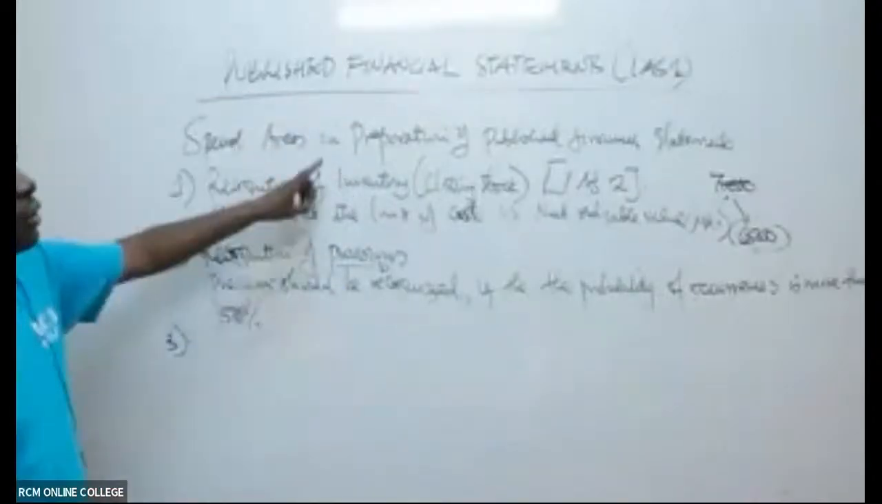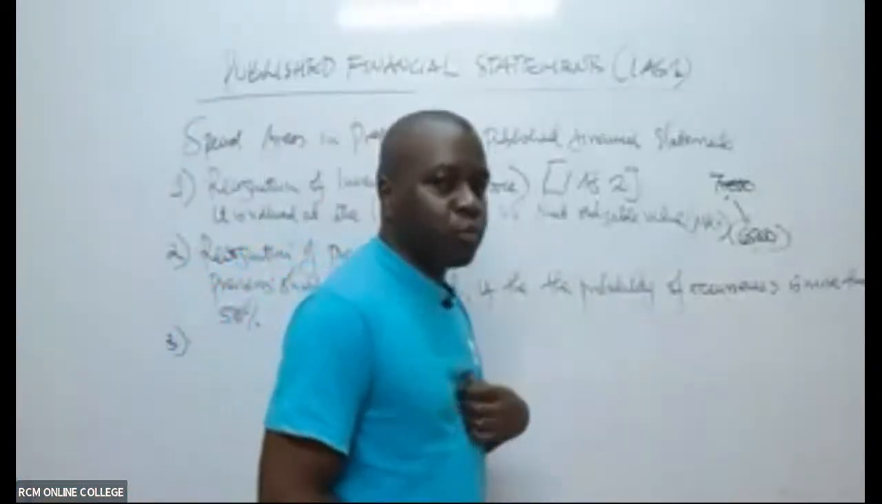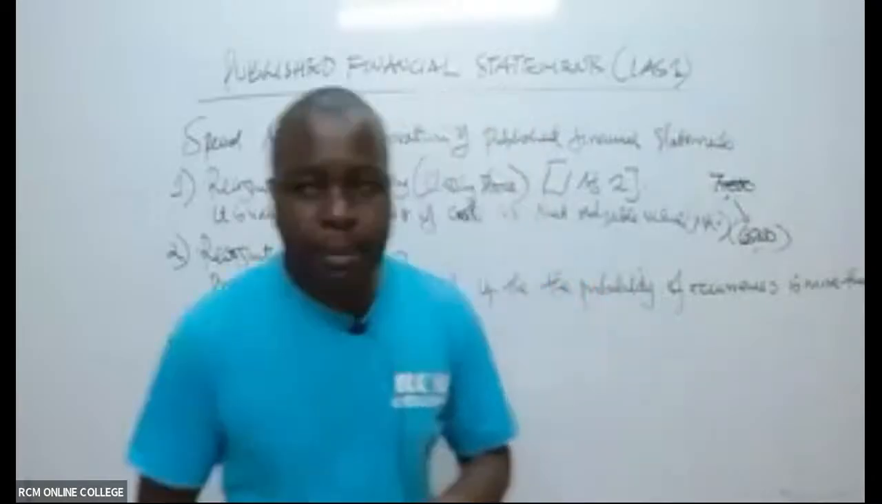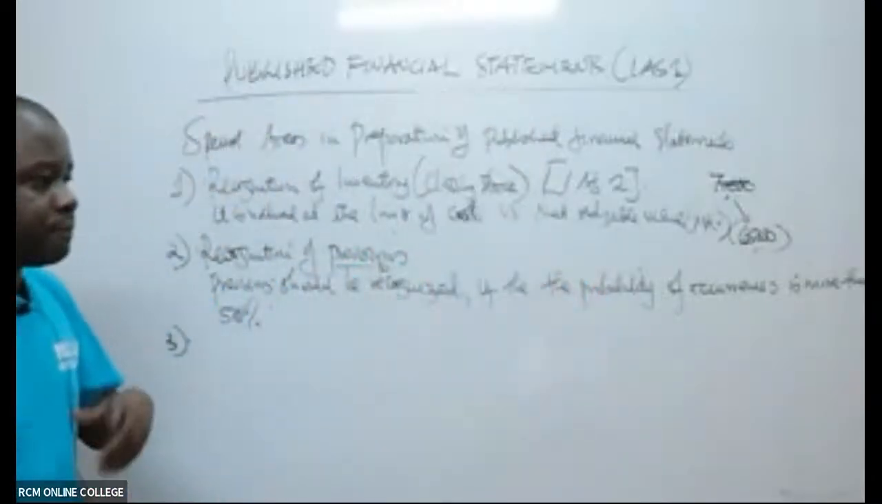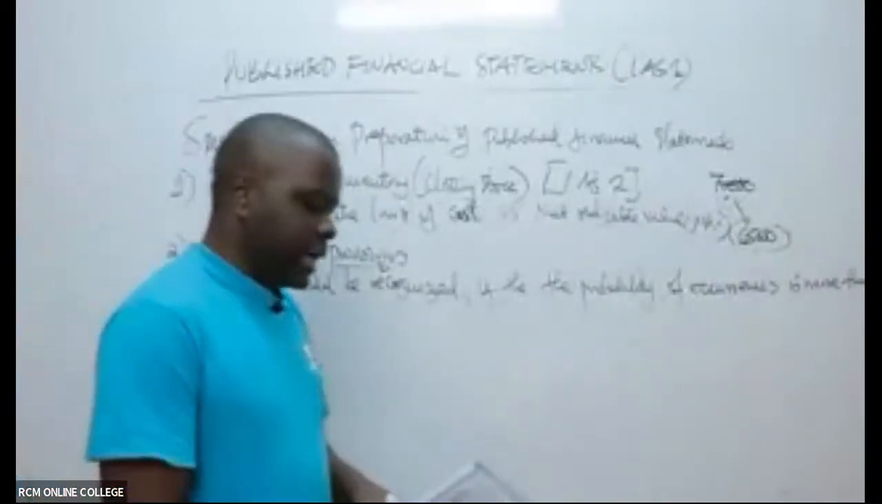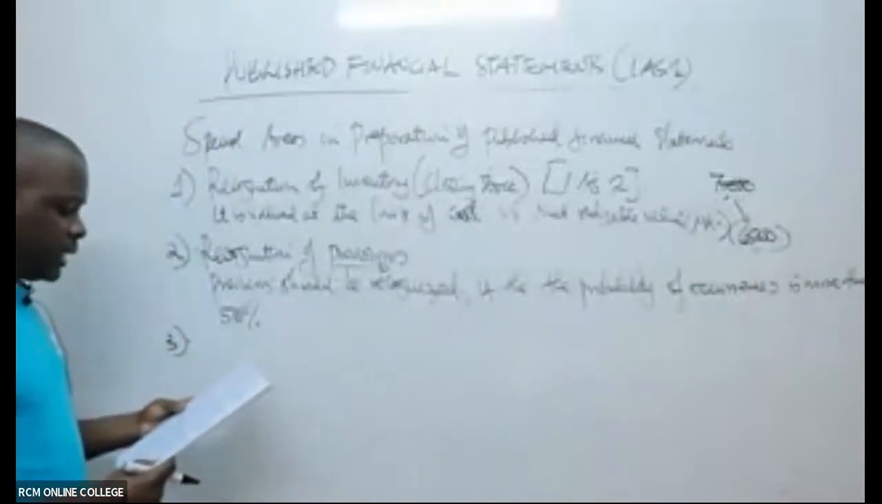So in published financial statements, you don't put everything, because they're going to be published out there. So you'll end up computing the cost of sales as one figure. And of course, plug the figure into what? Into the income statement.